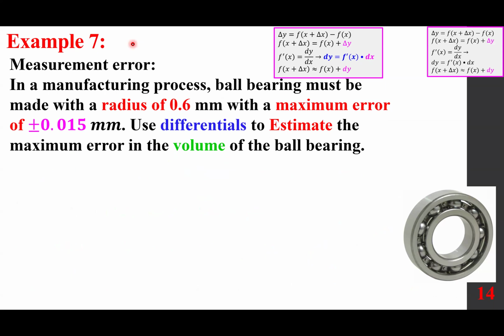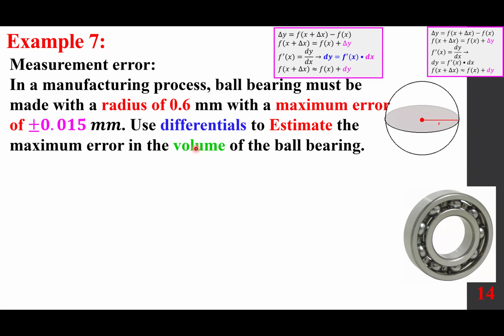Example 7, measurement error. In a manufacturing process, a ball bearing must be made with a radius of 0.6 millimeters, with a maximum error of plus minus 0.015 millimeters. Normally, they use both of it. That means this is what we want. If it goes up by this much or down by this much, it's okay. Use differentials to estimate the maximum error in the volume of the ball bearing. As you can see, it's in spherical shape, which means we should know the volume is 4/3 pi r cubed.